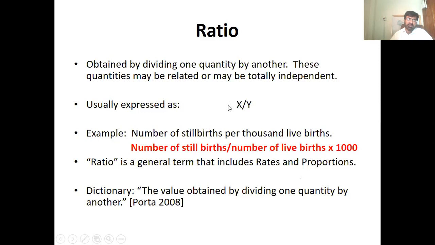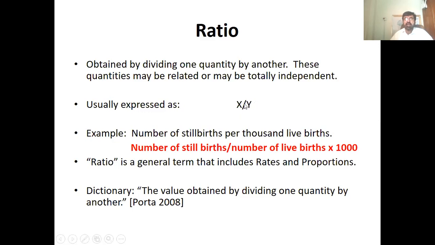whether the numerator is taken from the denominator, then according to the general definition, it is a rate. It is a rate and proportion, and as well as it is a ratio, according to the general definition. Because one quantity is divided by another quantity, so the general definition of ratio is like this.